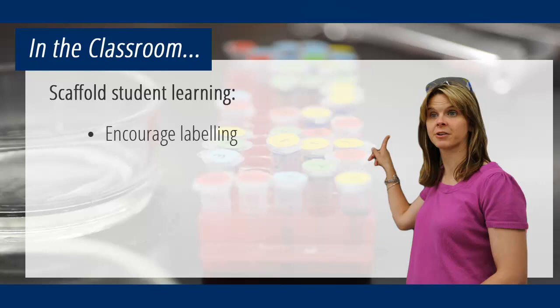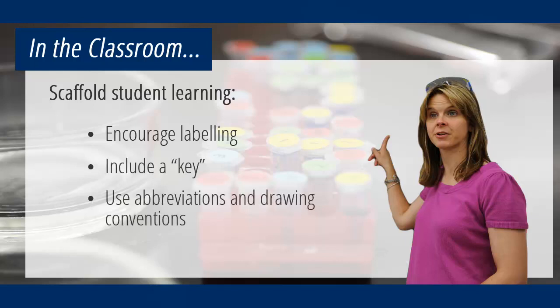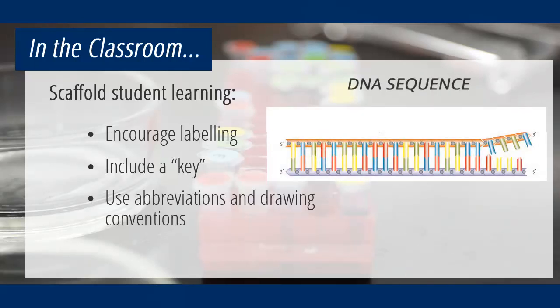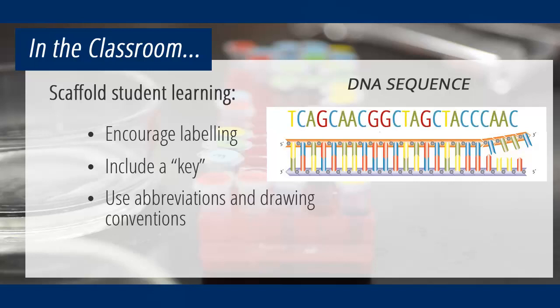Encourage students to label their diagrams with arrows, to include a key if helpful, and to consider abbreviations and drawing conventions. For example, nucleic acid sequences are typically written as a succession of letters in a row that reads from left to right, indicating the order of nucleotides within a sequence. The possible letters are A, C, G, and T, representing the 4 nucleotide bases of a DNA strand: adenine, cytosine, guanine, and thymine. By convention, the sequences are usually presented from the 5' end to the 3' end.